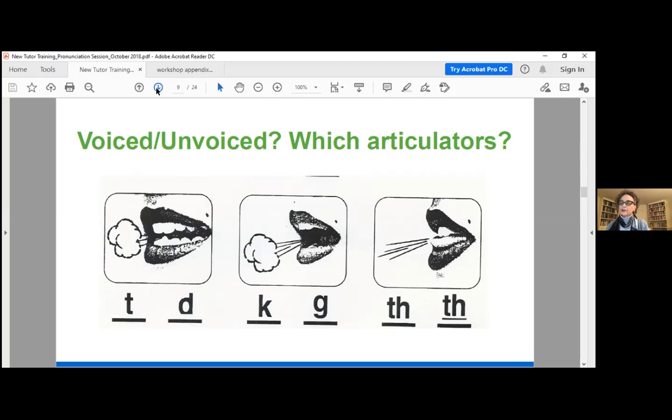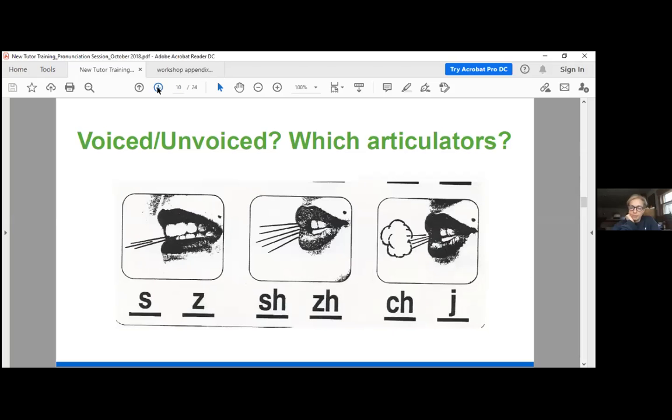Okay, the next two sounds are the TH. The first TH is like the TH in thumb. The second one is the TH like in them. Which one is voiced? The second one, correct.